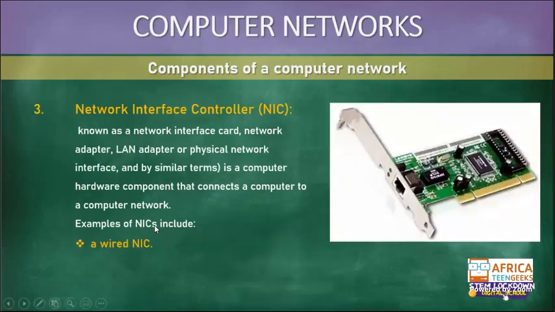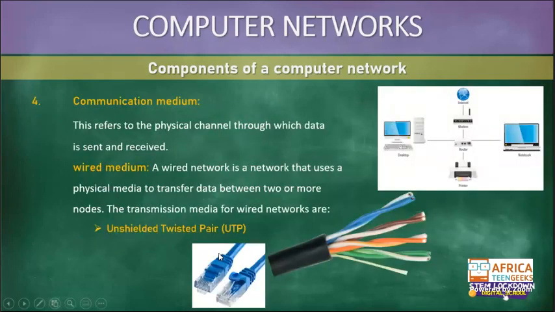The second type of NIC, which is wired, unlike the wireless, uses wires. There are two types of cables that we are going to discuss. We refer to cables as the physical channel through which data can be sent or received. So a wired network is a network that uses a physical medium to transfer data between two or more nodes. Remember, nodes, we said, refer to the computing devices.